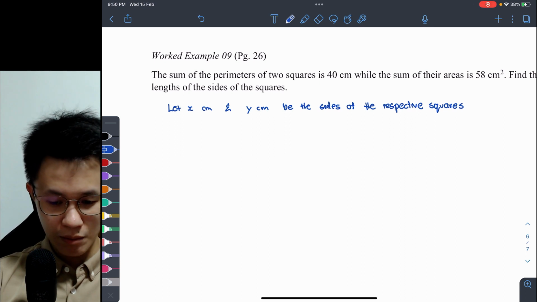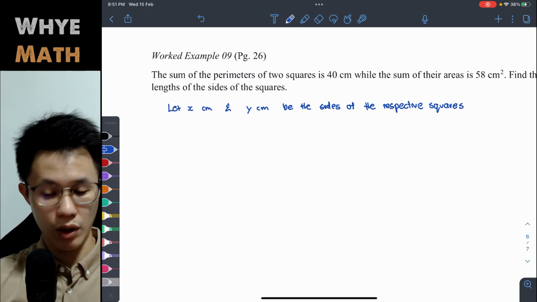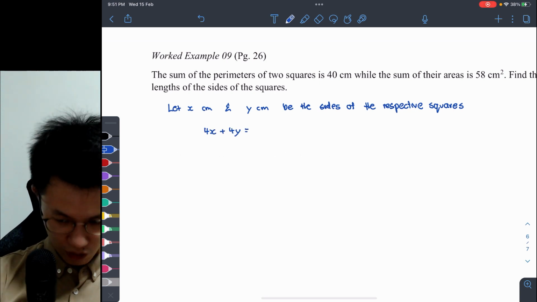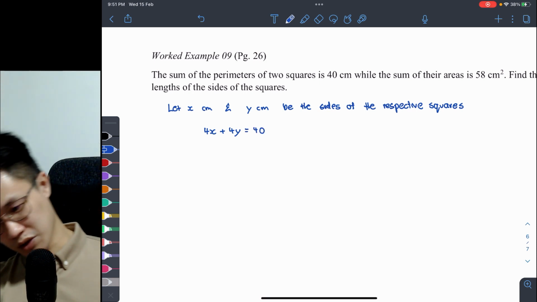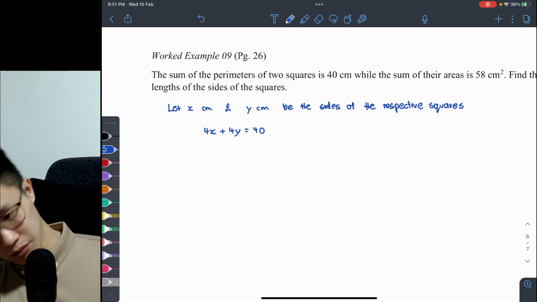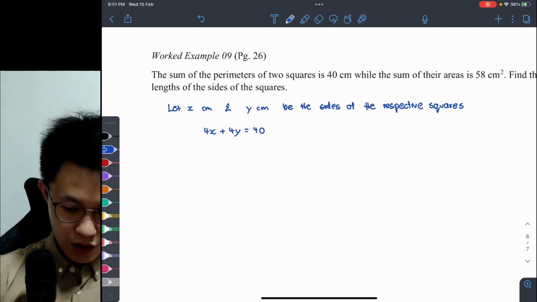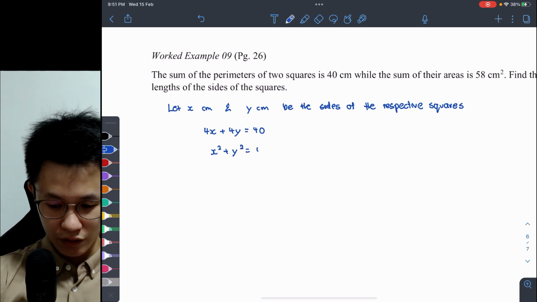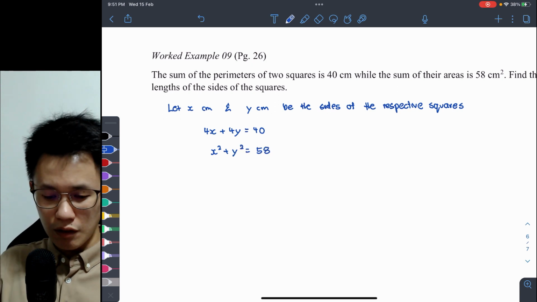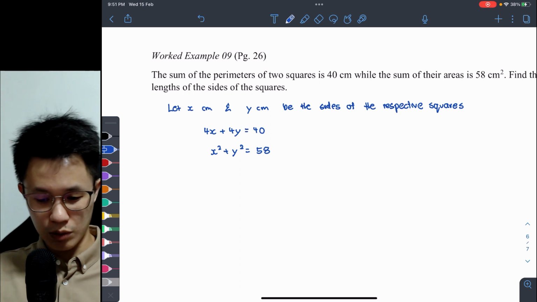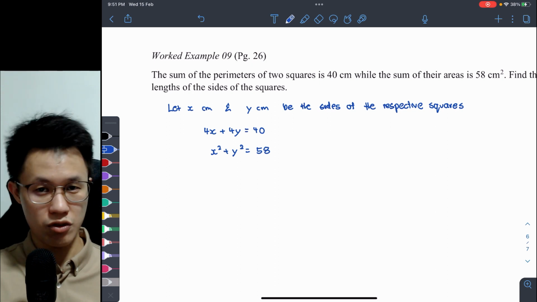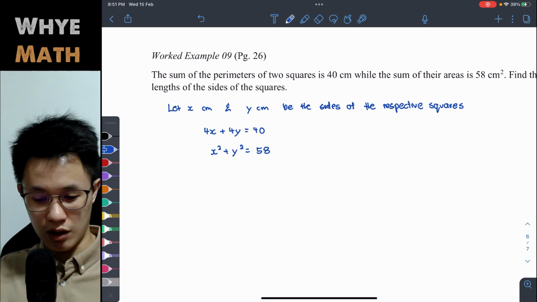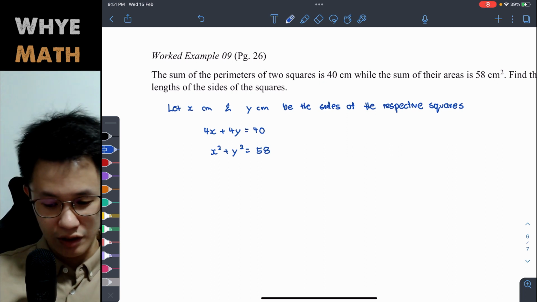So we can form two equations. The sum of the perimeters of two squares: a perimeter of a square is just 4x plus 4y, that's the sum, equals 40. The sum of the areas equals 58 cm square, so we can form x square, the area of one square, plus y square equals 58. Just a fun fact, if you draw x square plus y square equals 58 on Desmos, you will get a very interesting shape that you already know of. Okay, now let's move on.